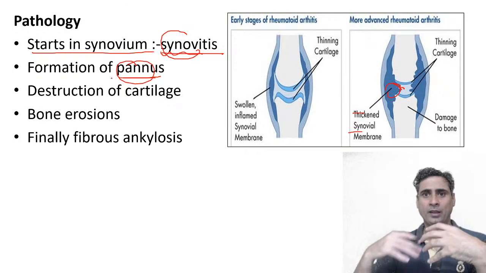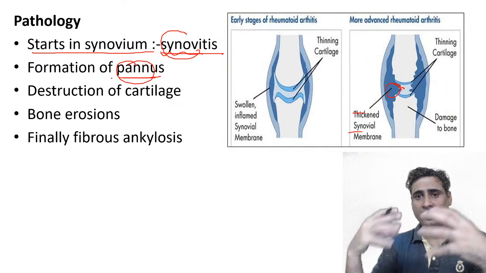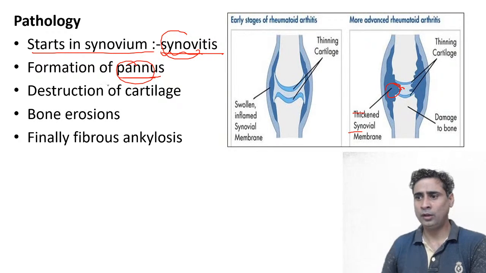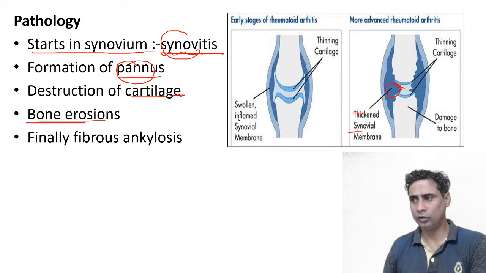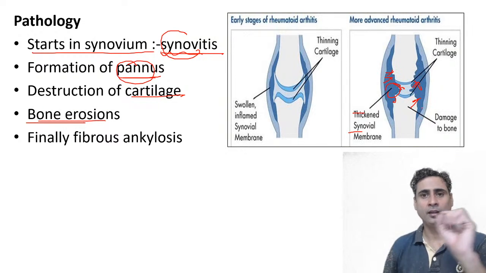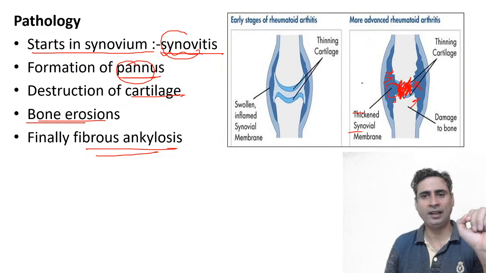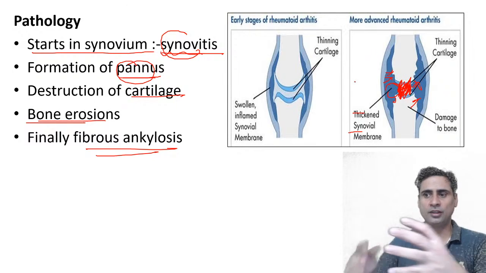Now this pannus will secrete some of the hydrolytic enzymes, as well as there is inflammation in the joint that will lead to destruction of cartilage. So underlying cartilage will get damaged. Finally, there will be erosion of underlying bones. Here you can see. And if left untreated, the final outcome will be fibrous ankylosis, that is fusion of joint by fibrous tissue. There will be development of fibrous tissue which will lead to fusion of joint and complete stiffness. So this is the basic pathology.